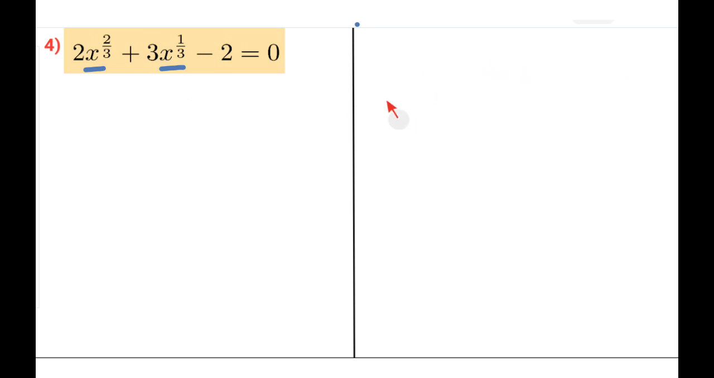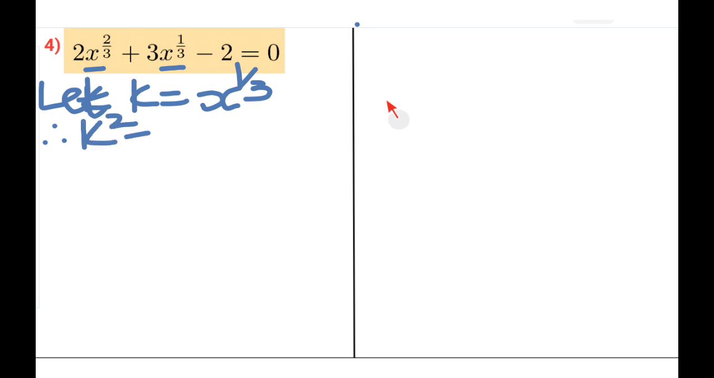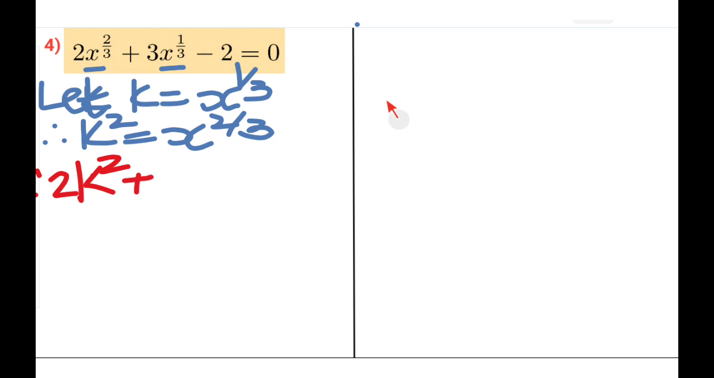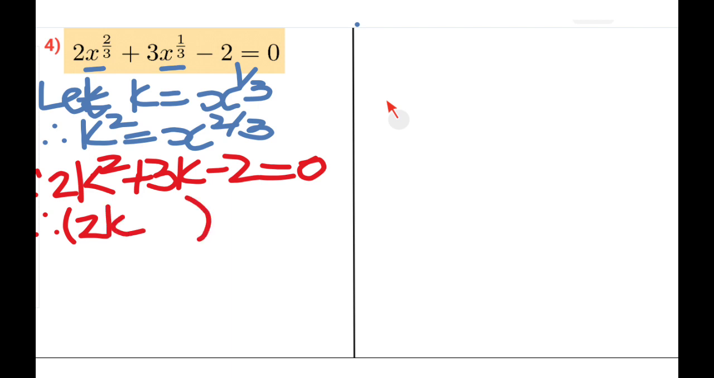Let k equal x to the power of 1 over 3. Therefore, k squared equals x to the power of 2 over 3. Now let's write the original equation using k's. So that's 2k squared plus 3k minus 2 equals 0. Now this is an easier equation to factorize.